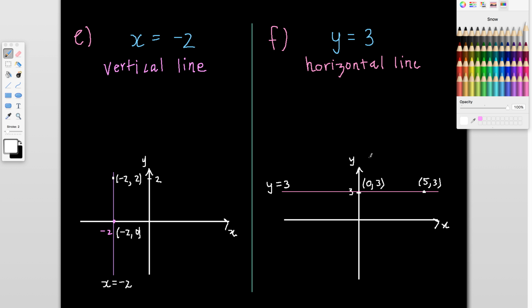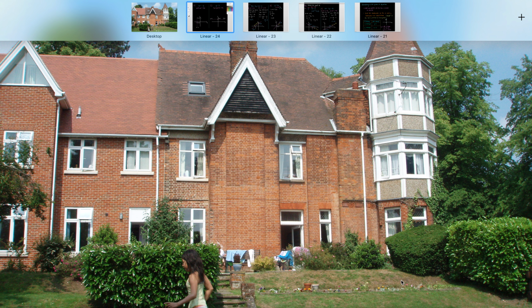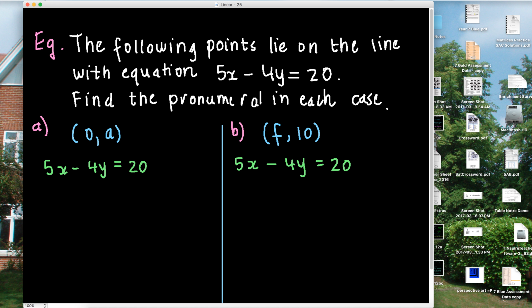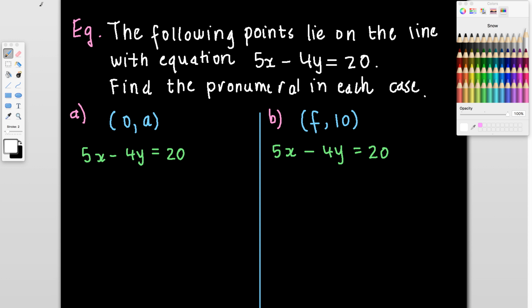Now one more thing for this video, and that is to look at just a different case, I guess, of what you can come across. Questions like this. So if you've got points that lie on a particular line with this equation, finding what that y or x value might be in the coordinate. So here you're recognizing that when you have a coordinate and you substitute those values into the equation, they will satisfy the equation. So that means that the left-hand side will equal the right-hand side of the equation. I'll show you what I mean.